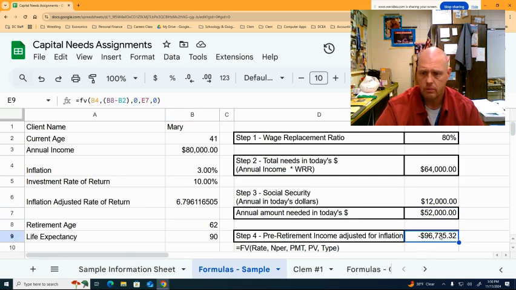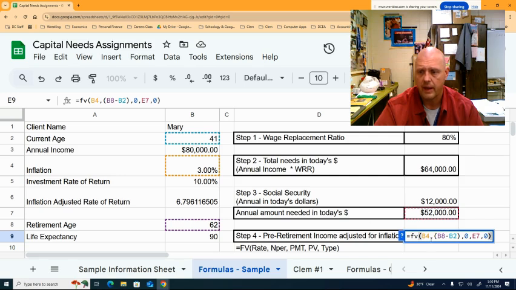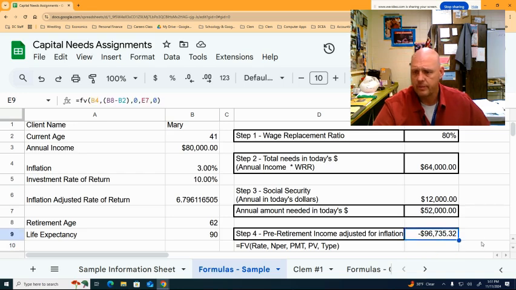So future value, our annual interest rate is 3%. Our annual amount of time is 21. That's 62 minus 41. We're not letting any leak out. We're not putting any in. We're starting with 52,000. What's that annual number going to be? And our math says it's going to be just a little short of $97,000 per year. So step 4, her pre-retirement income, that's adjusted for inflation.